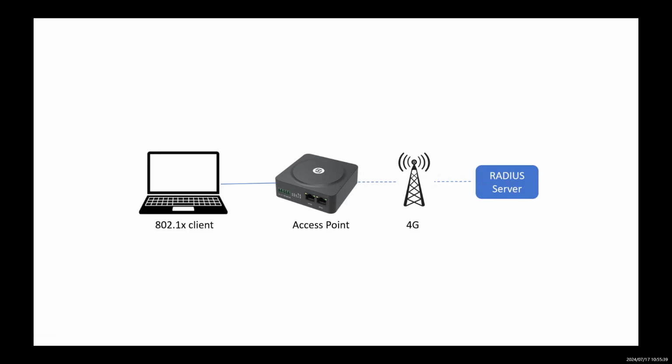The RADIUS server sends an EAP response back to the access point, indicating success or failure. The access point forwards the EAP response to the client device. If successful, the device is granted network access. If not, access is denied.